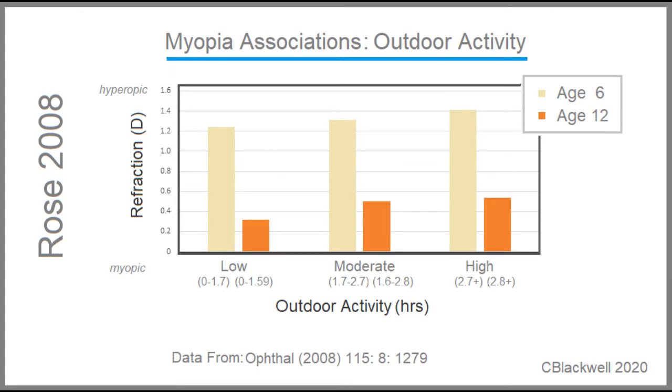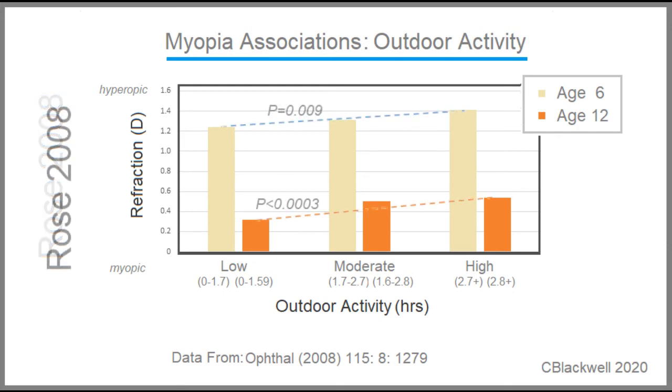Next is outdoor activity. On this graph, the y-axis is refraction in plus numbers, so hyperopia increases toward the top, myopia is off the bottom. For both age groups, there is a significant trend. Higher amount of outdoor time with a higher level of hyperopia, which is equal to saying higher outdoor activity results in less myopia.